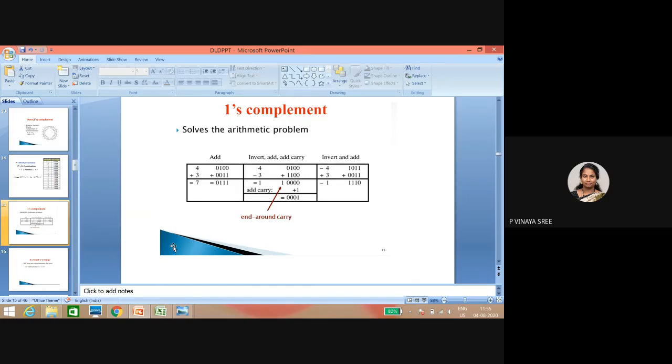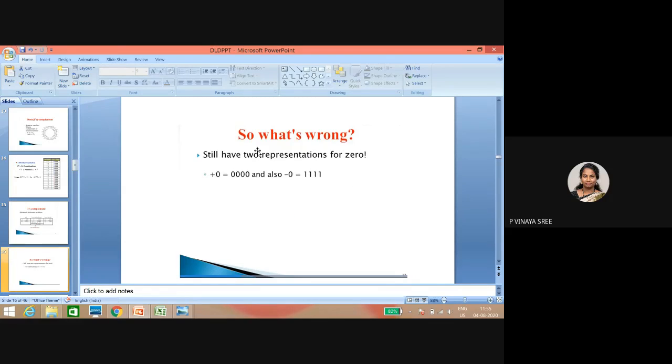And even 0 also is a problem. You are having again two combinations for 0. For plus 0 we have 0 0 0 0, and for minus 0 you have all 1s. So to overcome that we are going for another representation of negative numbers. Which one is that? 2's complement representation.